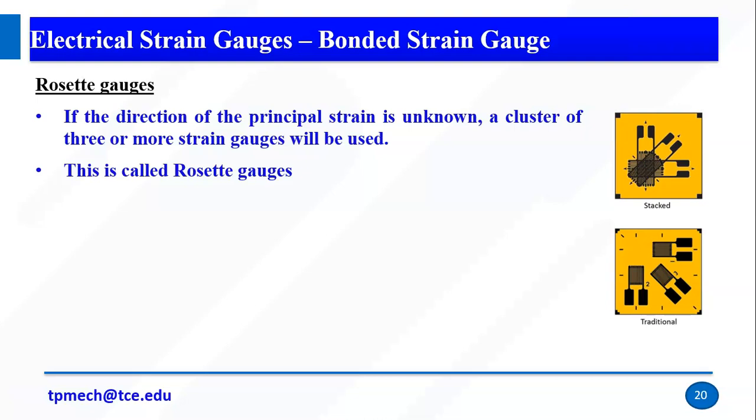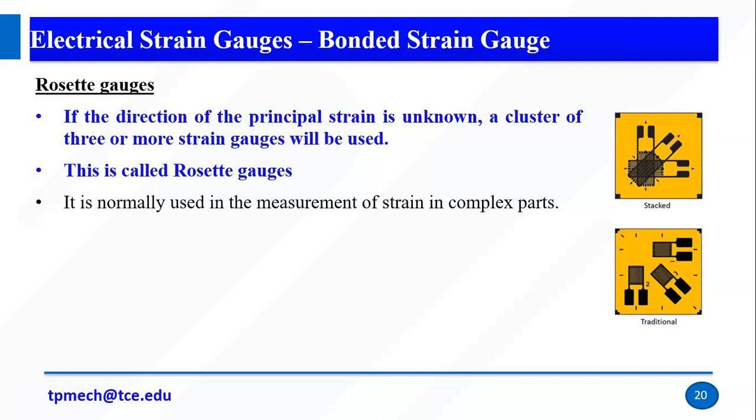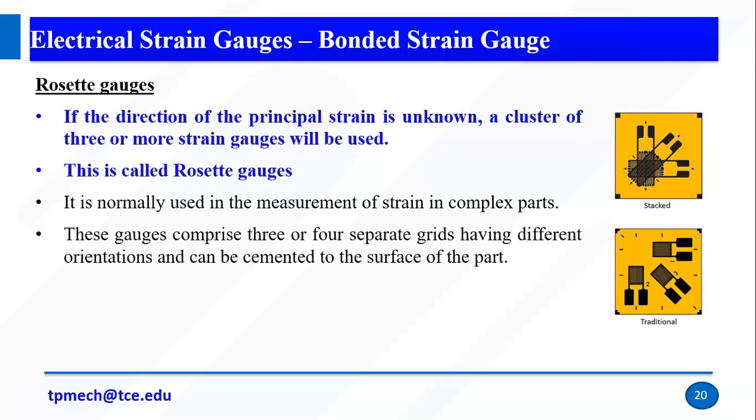So that's why we bond more than 3 gauges, right? That structure is called a rosette gauge. It is normally used in the measurement of strain in complex parts, right? Because where we cannot measure the strain otherwise, generally it is used for complex parts.